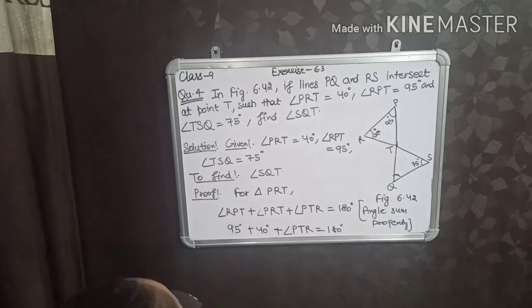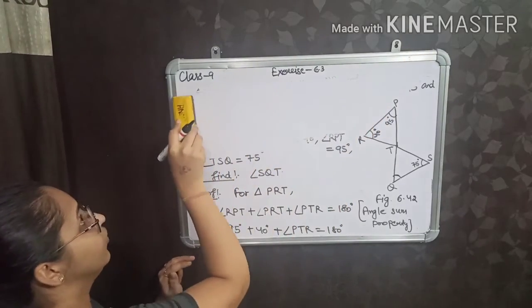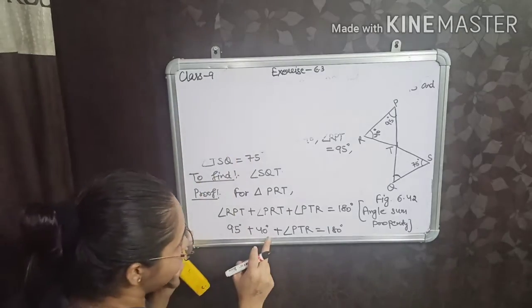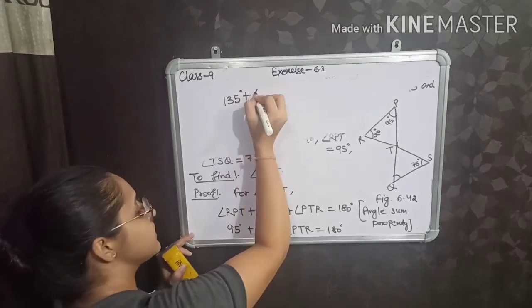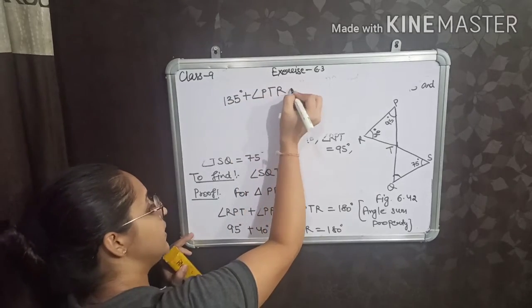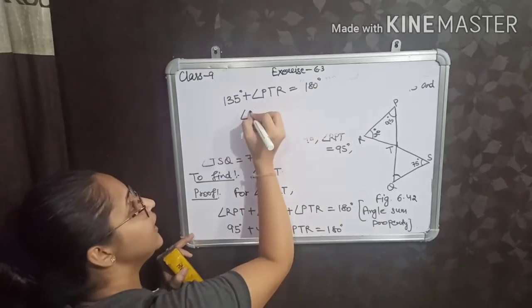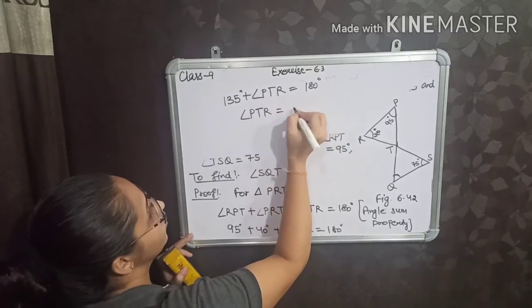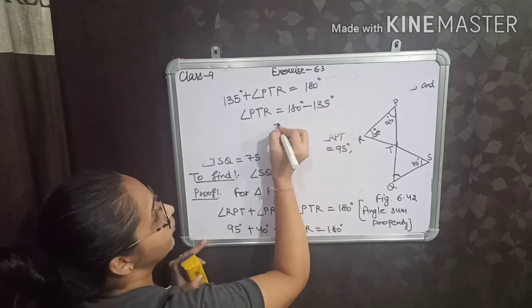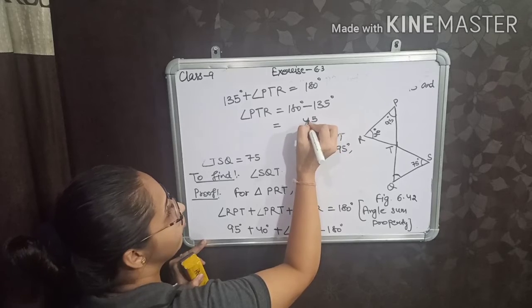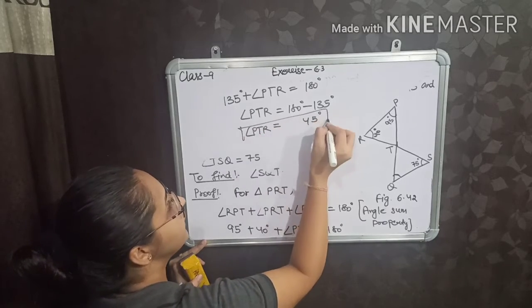Now, solve. It will give you 95 plus 40. It will give you 135 degree plus angle PTR is equal to 180 degree. Now, angle PTR is equal to 180 degree minus 135 degree. And it will give you 45 degree. This is the value of angle PTR.